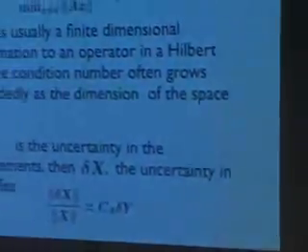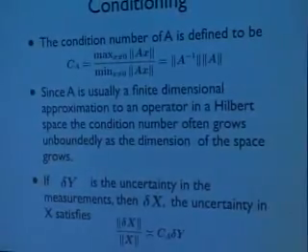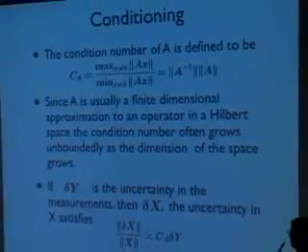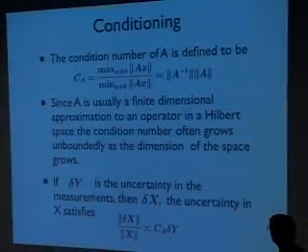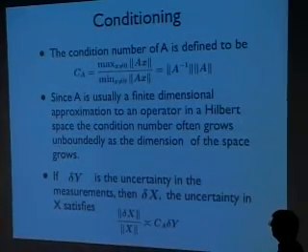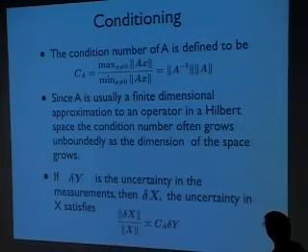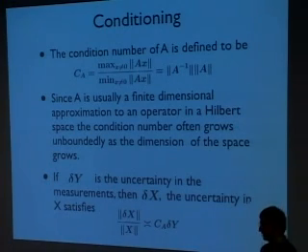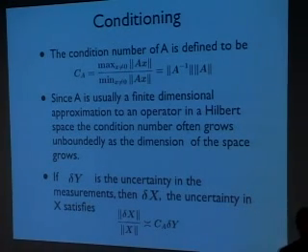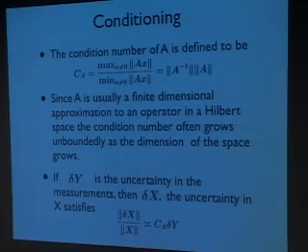Now, as I said, A is usually some finite dimensional approximation to an operator in a Hilbert space. And frequently, in problems of interest, this number, the C sub A, grows as the dimension of the approximating space gets larger and larger. And for some problems of real interest, it grows very rapidly. Now, what does the condition number tell us?